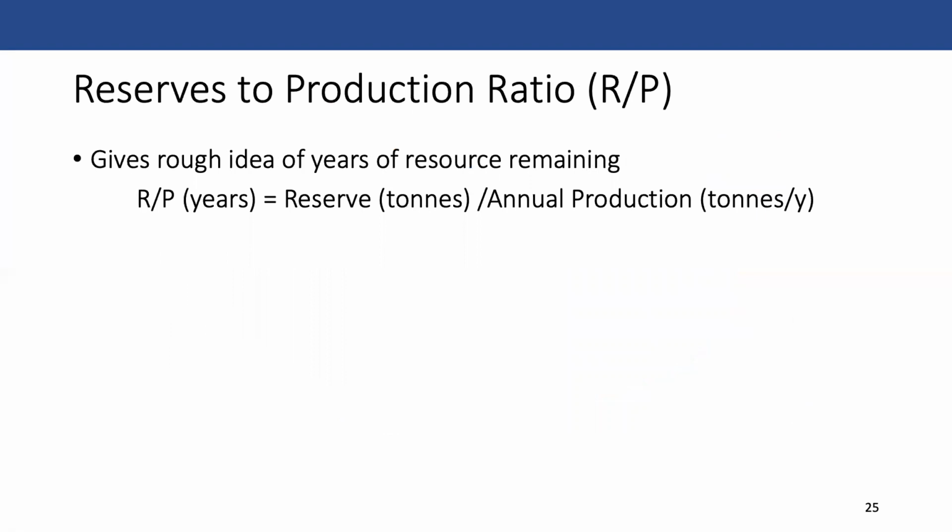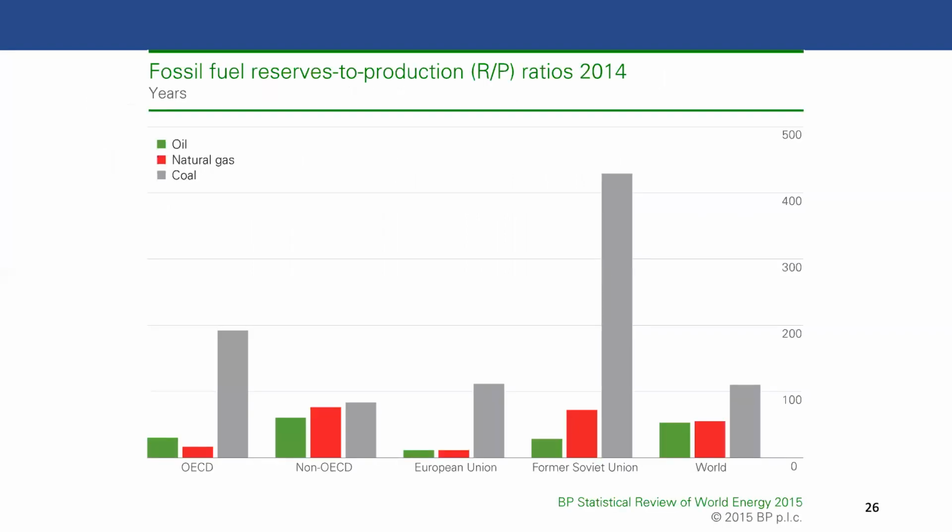Okay, so to give you a rough idea of how much is left remaining, you can do the ratio between the reserves and the annual production. In other words, it's like, here's your bank account, here's how much we use every year, when is your bank account going to run out, right? So you just do reserves divided by production.